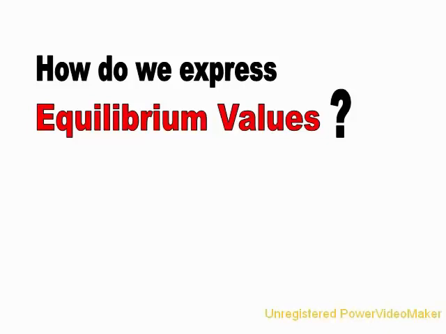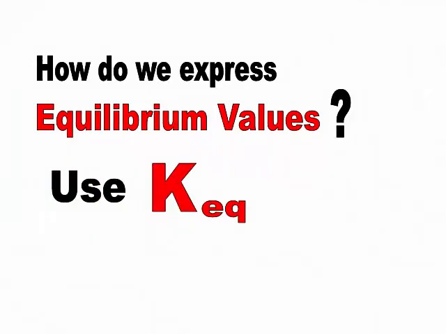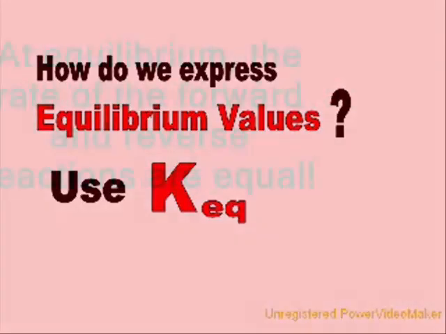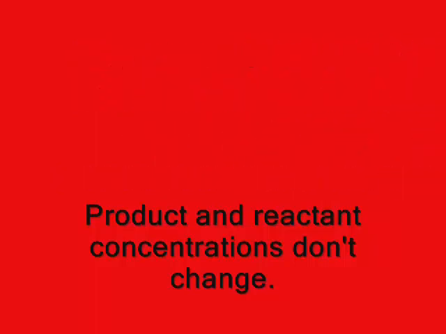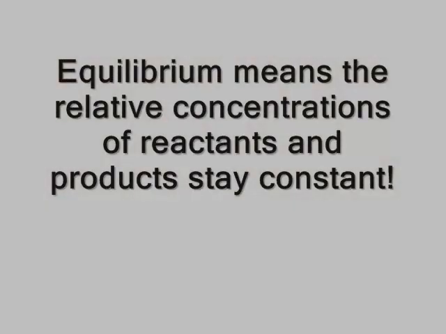The answer to that question is to write an equilibrium expression represented as KEQ. The K in KEQ represents a constant, as it often does in science. The EQ represents equilibrium, hence equilibrium constant. Why can we calculate equilibrium as a constant? Well, at equilibrium, the rate of the forward reaction equals the rate of the reverse reaction. So the relative concentrations of products to reactants remain steady or constant. Therefore, we can calculate equilibrium constants.